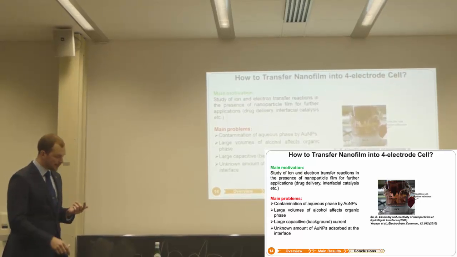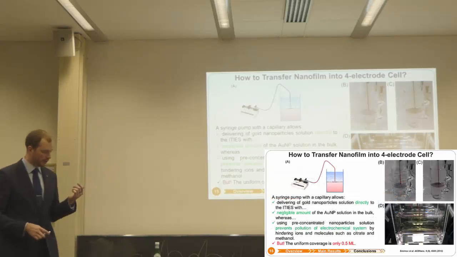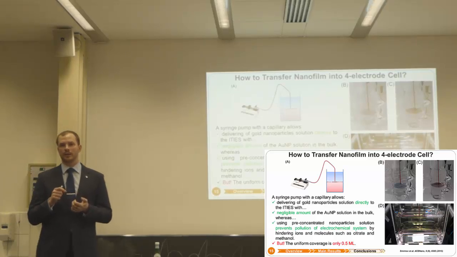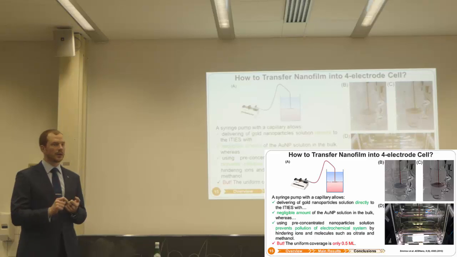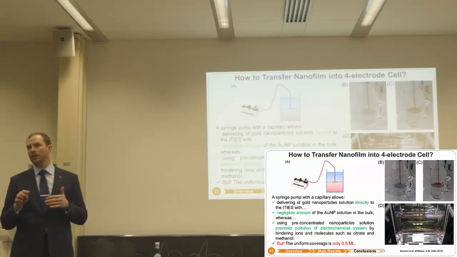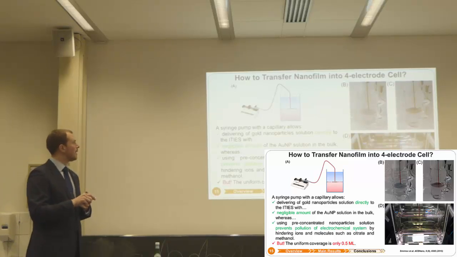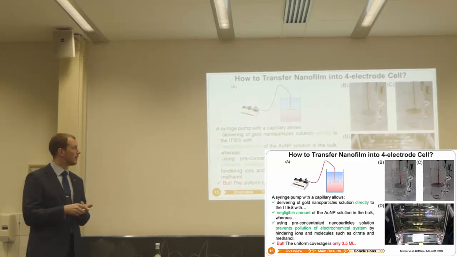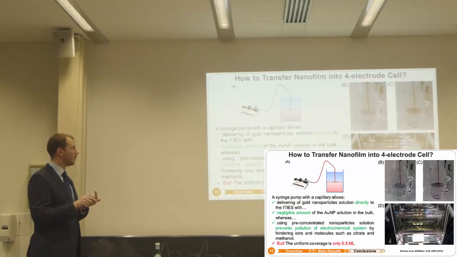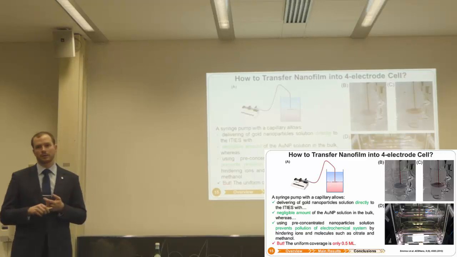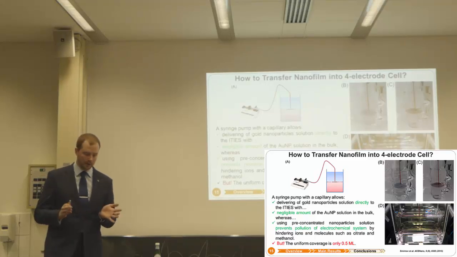And to prevent that, we invented another method to deliver a concentrated solution of nanoparticles directly to the interface with a capillary. And this allows us to create a film on almost any interface, curved, flat, doesn't matter. Using a concentrated solution means that the amount of contaminants is low, and we can avoid or prevent pollution of the electrochemical cell. However, the uniform coverage was fixed at only a half monolayer. This is a kind of limitation of the method.